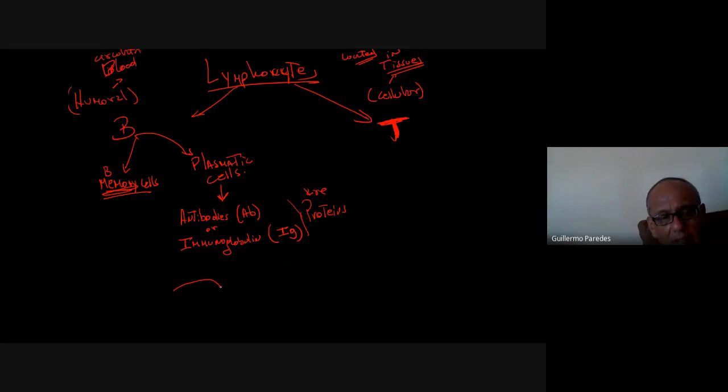I have a bacteria here. This is the bacteria. And what are these antibodies or immunoglobulins doing? They are going to mark the surface of the bacteria. It's like putting a cross. So these antibodies or immunoglobulins are not going to destroy the bacteria. Question for the exam: they do not destroy the bacteria. They don't kill the bacteria.